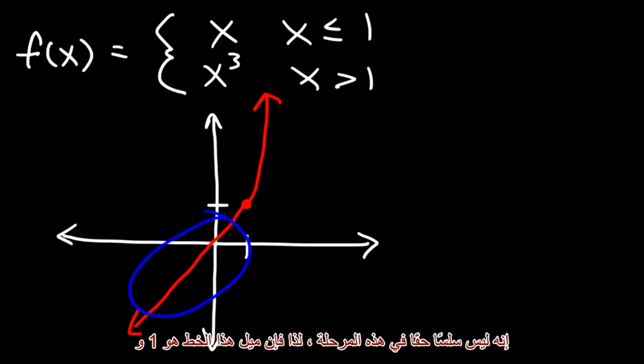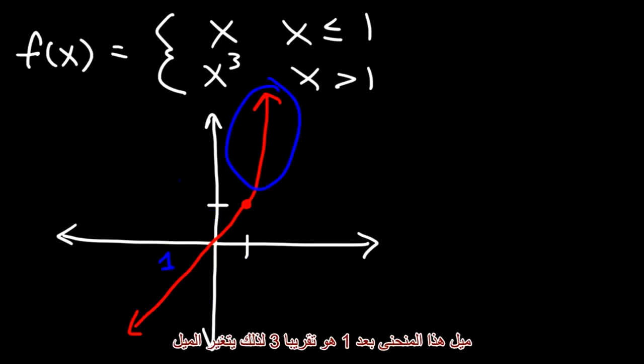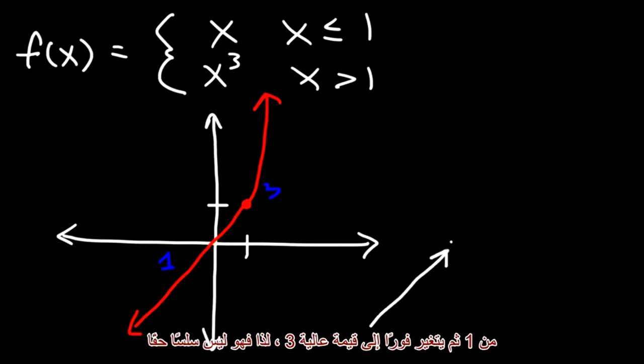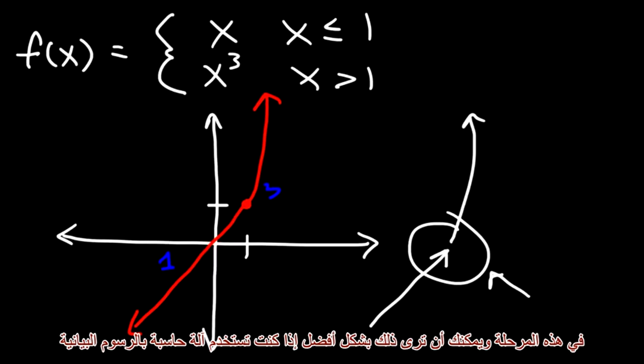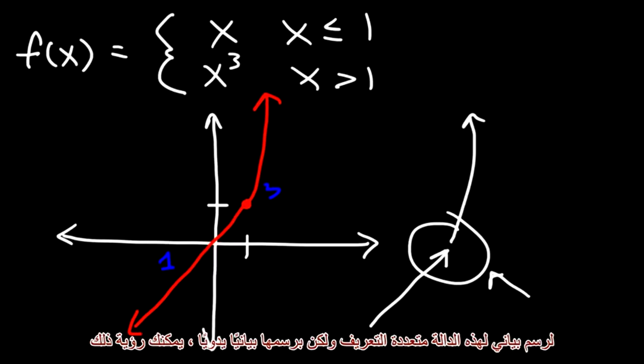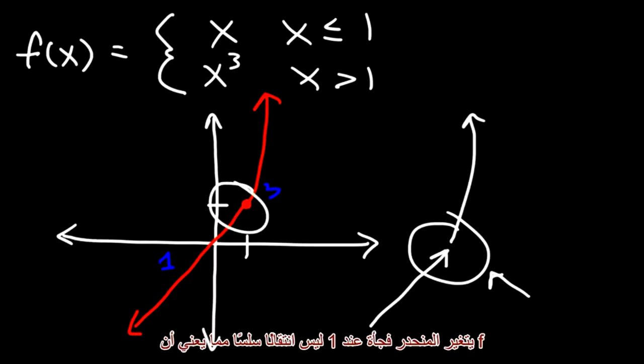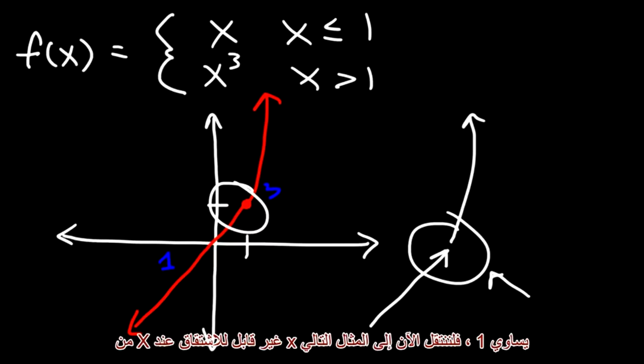So the slope of this line is 1, and the slope of this curve just beyond 1 is approximately 3. So the slope changes from 1, and then it instantly changes to a higher value, 3. So it's not really smooth at this point. And you could see it better if you use a graphing calculator to graph this piecewise function. But graphing it by hand, you could see that the slope changes abruptly at 1. It's not a smooth transition, which means that f of x is not differentiable at x equals 1.